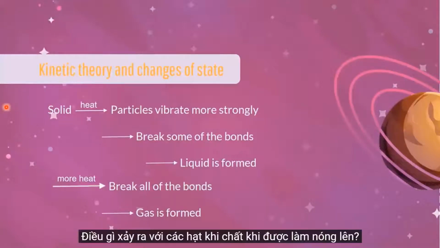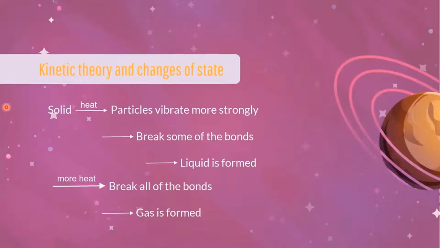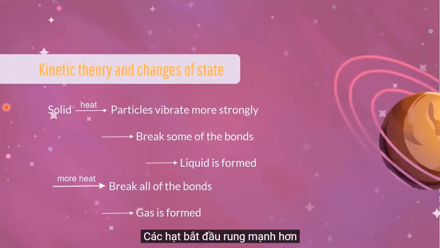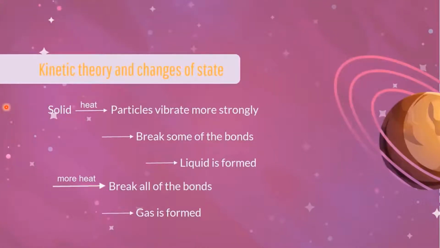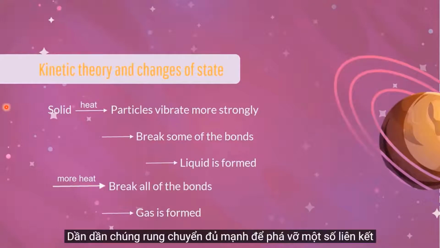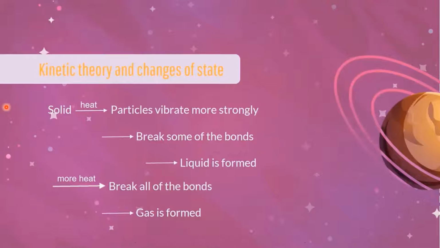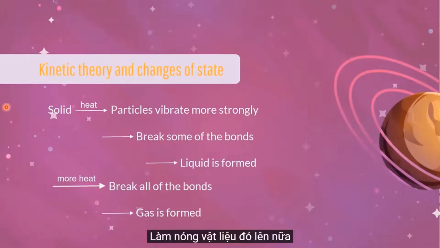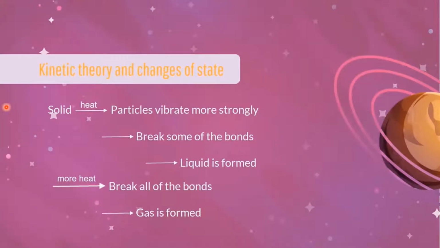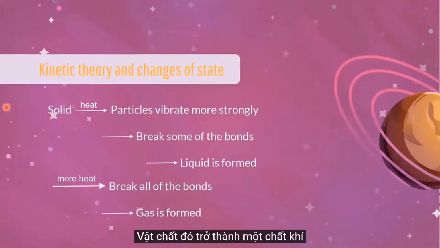What happens to these attractive forces as the solid is heated? The particles start to vibrate more and more strongly. Eventually, the particles vibrate sufficiently for some of the bonds to be broken, and a liquid is formed. Heat the material more, and eventually the particles have sufficient energy for all of the attractive forces between particles to be overcome. The material becomes a gas.